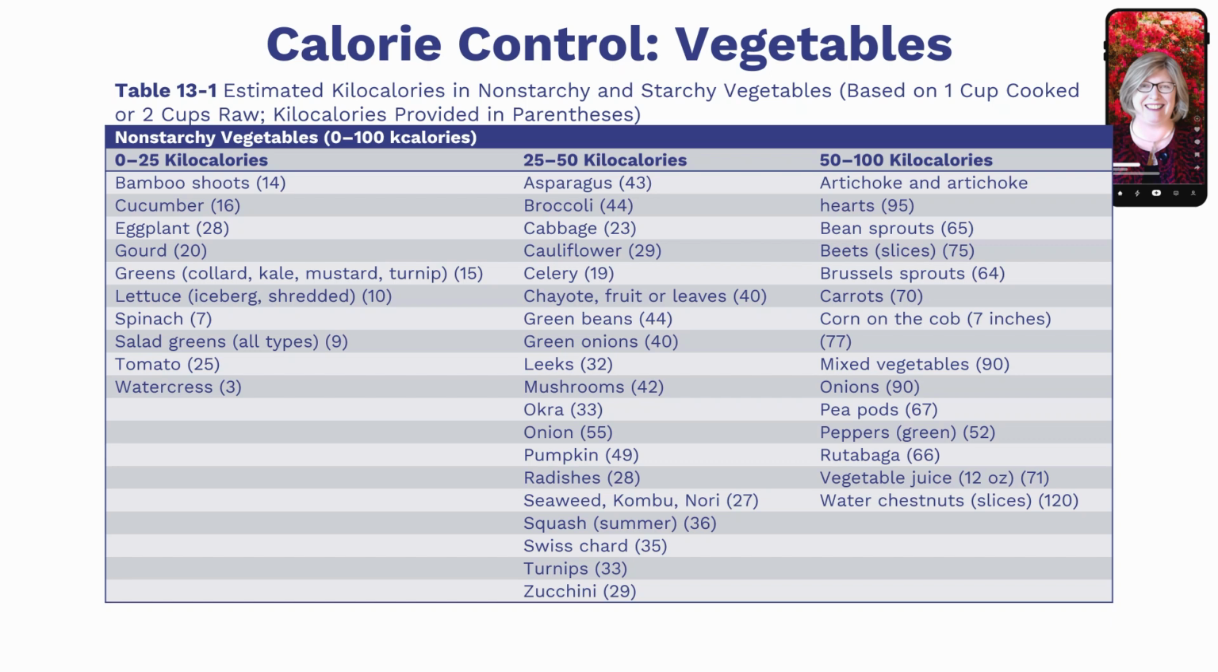Another benefit to vegetable consumption is their calorie value. They are relatively low in calories, especially the non-starchy vegetables. And this is based on 1 cup cooked or 2 cups raw. The calories are provided in parentheses. So in the non-starchy vegetables, you have 3 categories: the 0 to 25 calories per 1 cup cooked or 2 cups raw. And then you have the 25 to 50 calorie category, and then the 50 to 100 calorie category. And you can see as each category gets a little bit higher in calories, we're also talking about a little bit more starch. Okay, take a minute and look at the items in these lists.